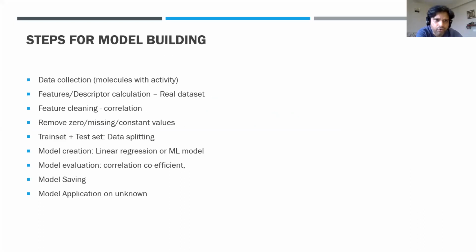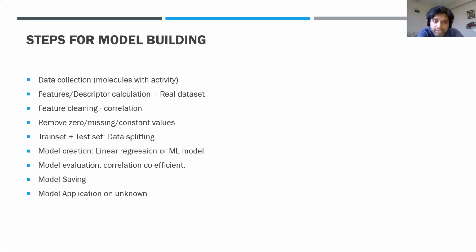Now, the steps for model building, I'm just going quickly now. First is data collection, that is your molecules with activity, then feature or descriptor calculation. This is, I think, the real data set, because the real data is not the molecules, but your descriptors of those molecules. And then feature cleaning, because some of the descriptors may be highly correlated. These are the standard mathematical procedures that we follow. And then remove missing values, zero values, constant values. Then you divide the data into a train set and a test set, and then you create a model.